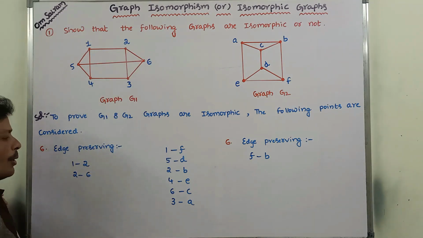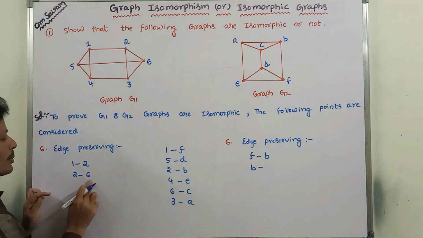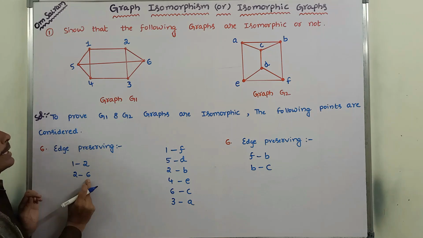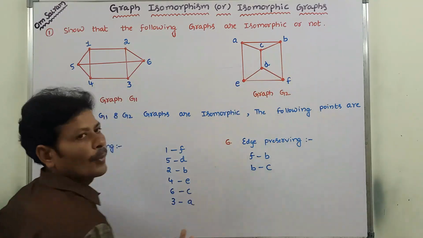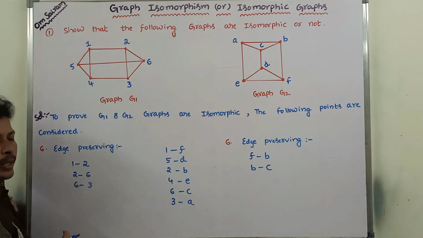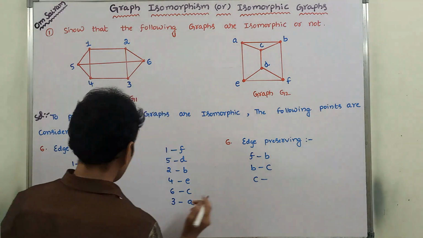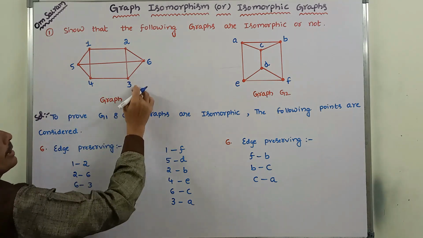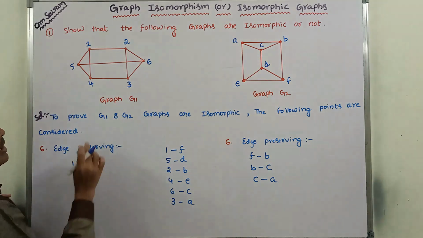Next, second edge, 2 to 6. What is the corresponding vertex for 2? That is B. What is the corresponding vertex for 6? That is C. So 2 to 6 is an edge in G1. The corresponding edge in G2 is B to C. Next one is 6 to 3. What is the corresponding edge in G2? 6 corresponding vertex C, 3 corresponding vertex is A. So 6 to 3 edge corresponding is C to A. Next one is 3 to 4.